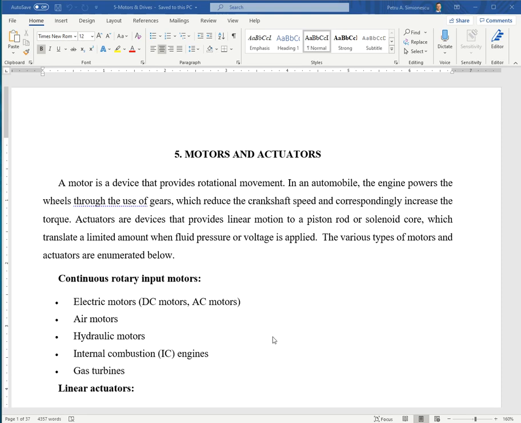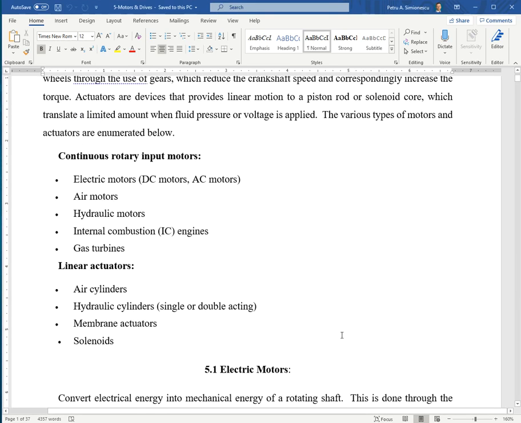Their type is very diverse. So I have here a list of them. Continuous rotary output motors, like electric motors running on direct current or alternating current.